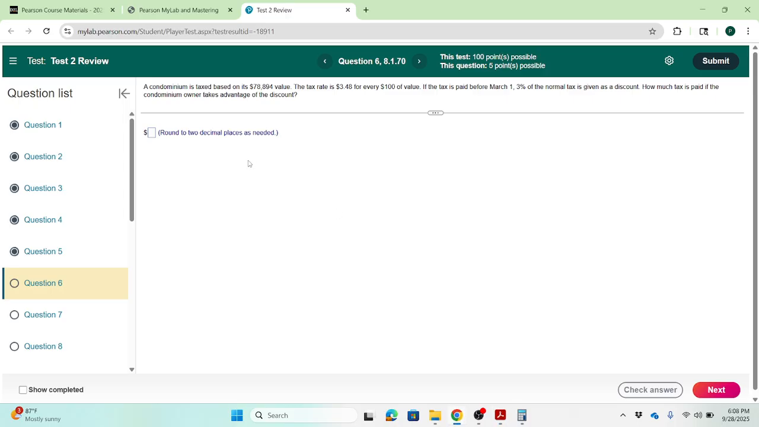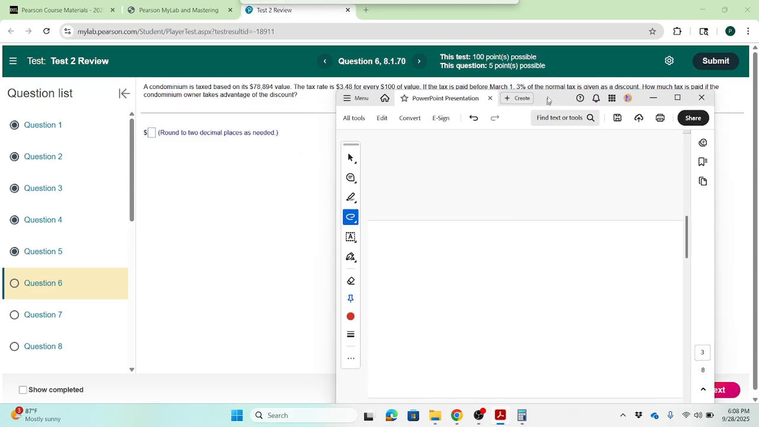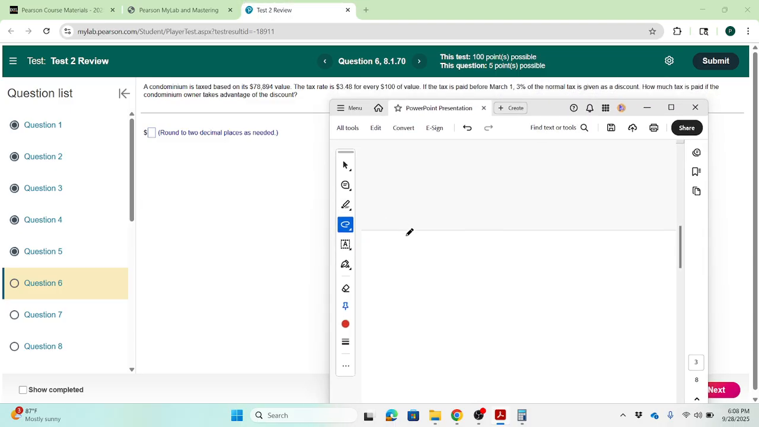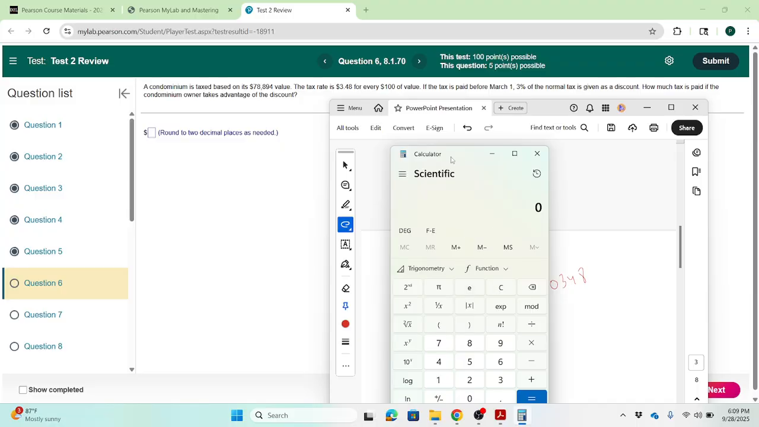Okay, so this is the property value and this is the tax rate. The tax rate is, in our case, $3.48. So $3.48 out of 100 means it's actually 3.48%. So we need to find out the total tax for 78,894. The 3.48% you have to multiply by 0.0348. That gives you the total tax.